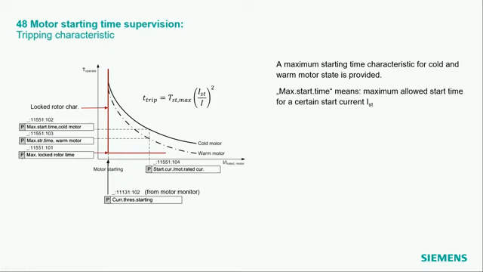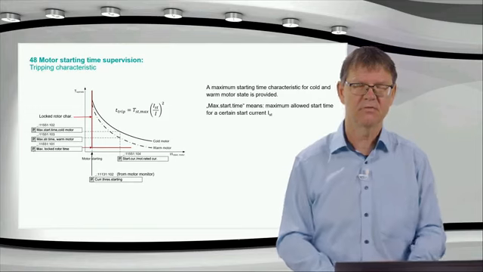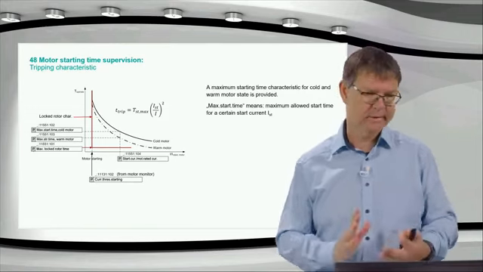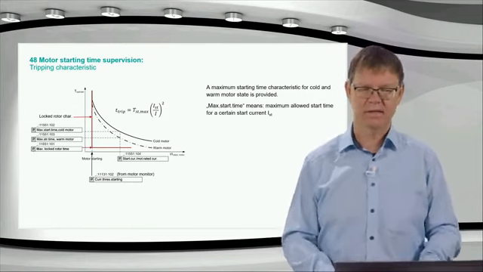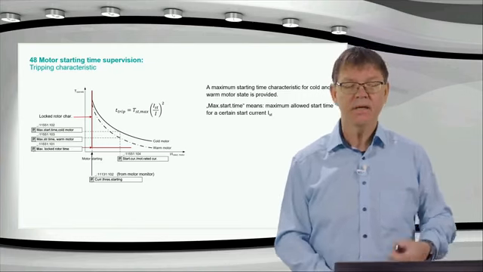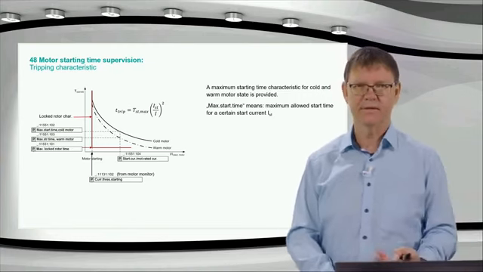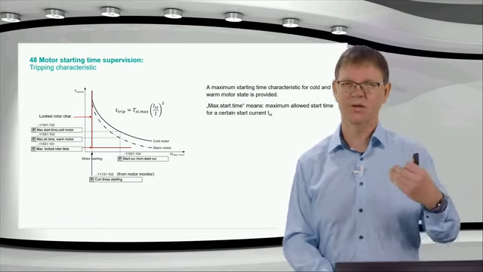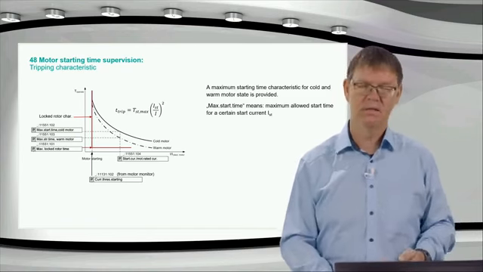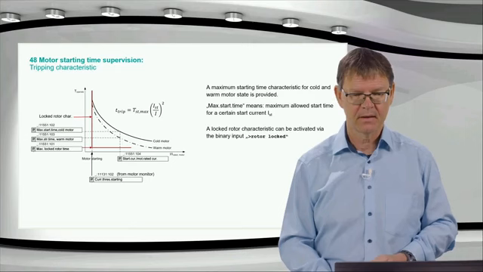So maximum starting time again means the maximum allowed starting time for a certain start current. This we also get from the motor manufacturer as data. Either there is a curve, I'll give you an example later, or it's a value which we have, and then we can enter this value here. It is not the standard starting time, because this normally is much below the maximum startup time.